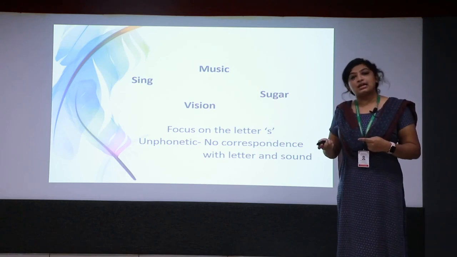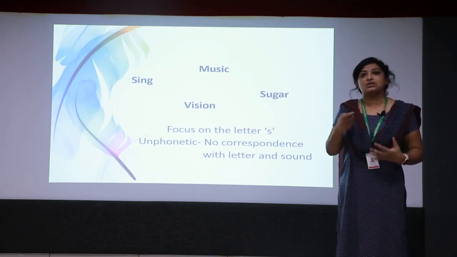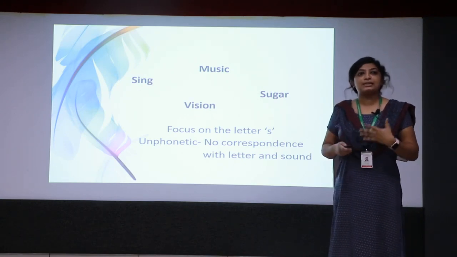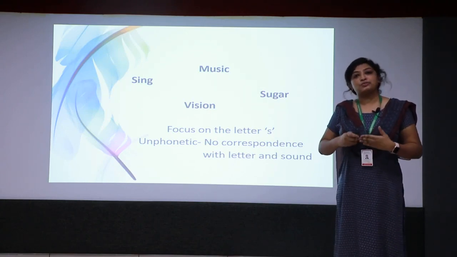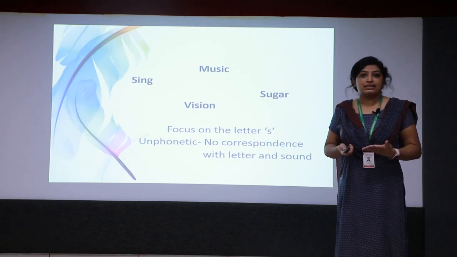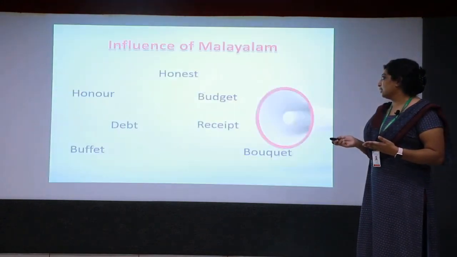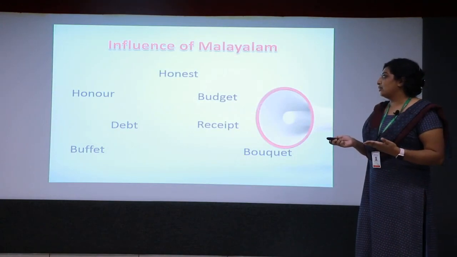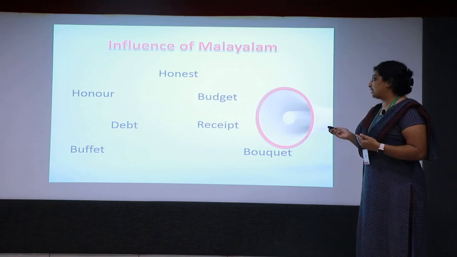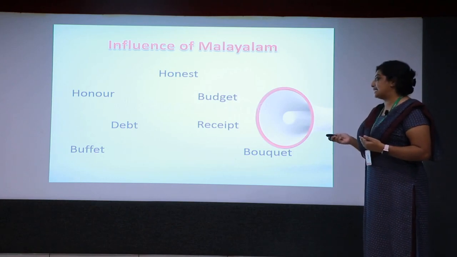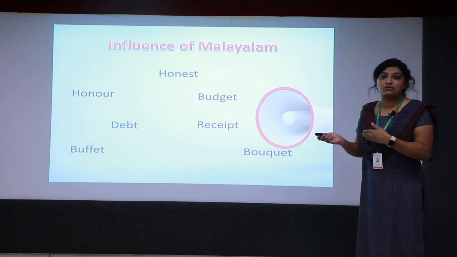But what happens is, many a time we try to use the same rule that we have in Malayalam to learn the English language. For example, the spellings. Most of the time we go wrong in English spelling because we try to pronounce every single letter. For example, words like honor, honest, budget, debt, receipt, buffet, and bouquet. These are the words. This is how we pronounce them in English.